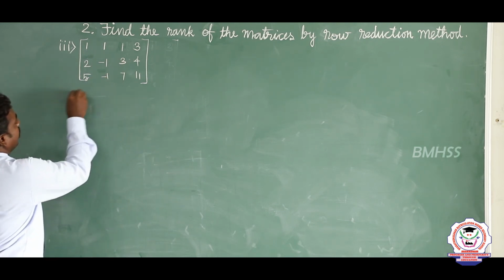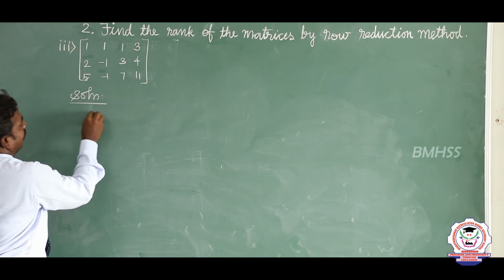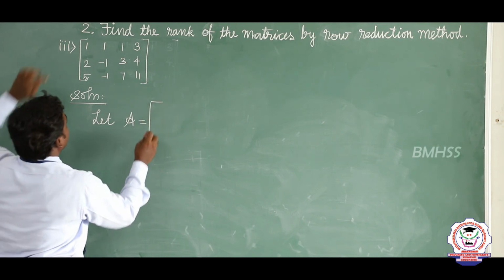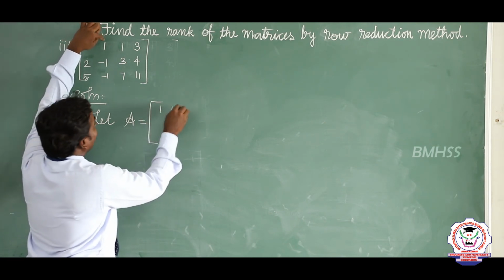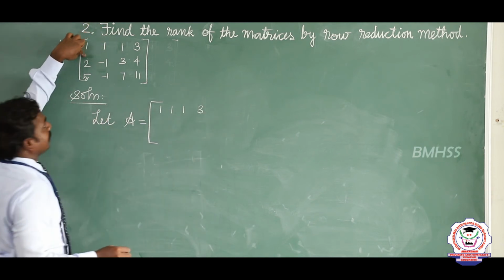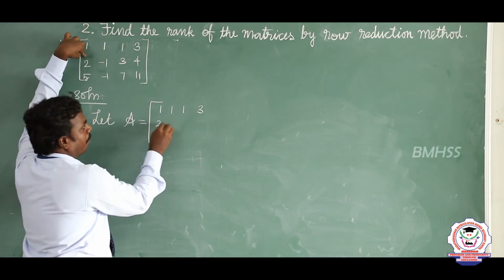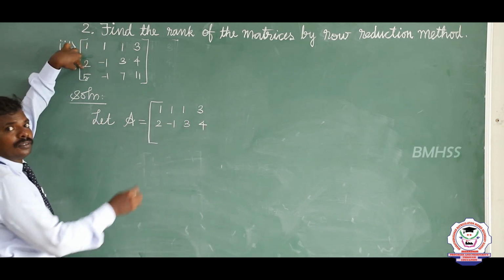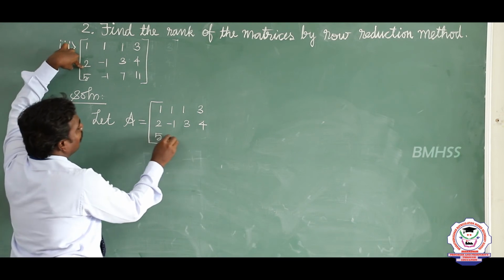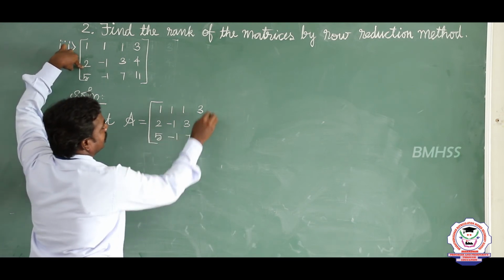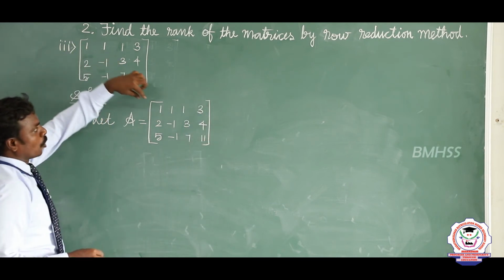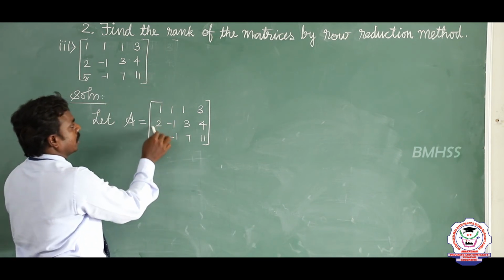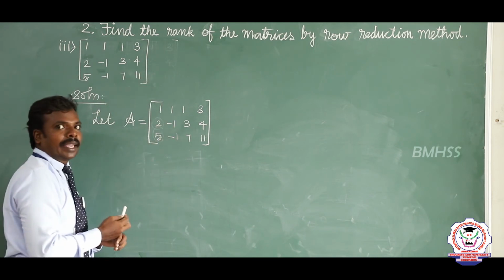In the solution, let A equal to, in the first row, what are the elements? 1, 1, 1, 3. In the second row: 2, minus 1, 3, 4. In the third row: 5, minus 1, 7, 11. In the row reduction method, first, below the first element of the first row, I want to change the entries to zeros, in the 2 and 5 places.